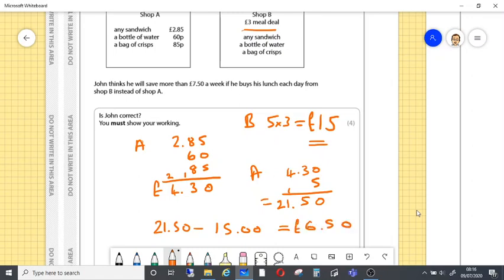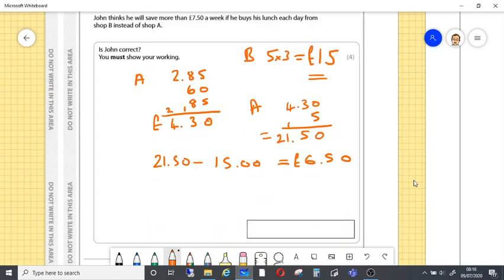Let's look at the question. John thinks he'll save £7.50 if he buys his lunch from shop B. Well, he's going to make a saving, but it's not a saving of £7.50. It's a saving of £6.50. So I'm going to put in here £6.50, not £7.50, just to be clear.